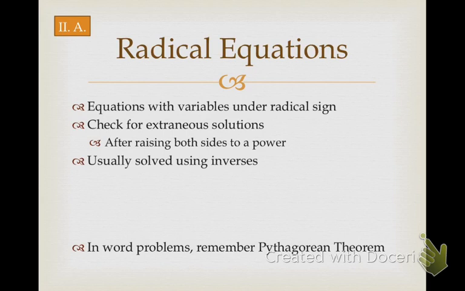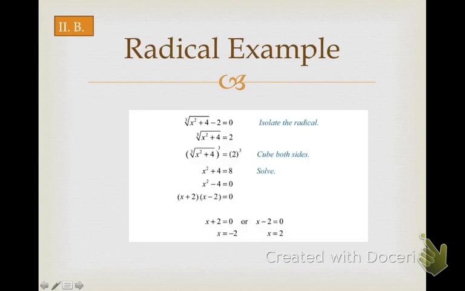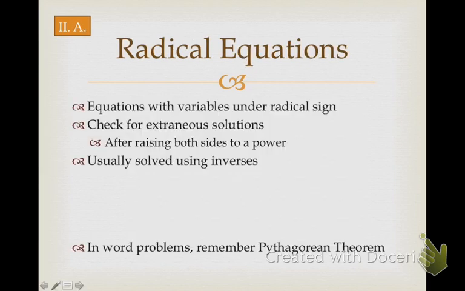All right, next section, radical equations are the ones under the big radical sign. That means the variable has to be under the radical sign. Sometimes there will be extraneous solutions, and this happens after raising both sides to a power. So you're going to want to go back and check all of your solutions to make sure you don't have any extraneous ones. This is usually solved by using inverses.